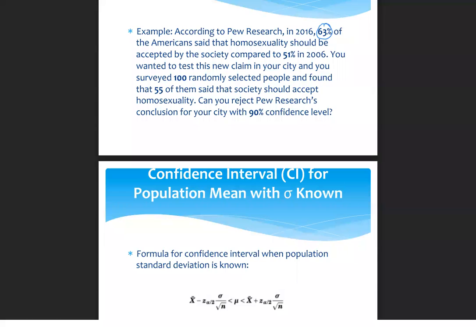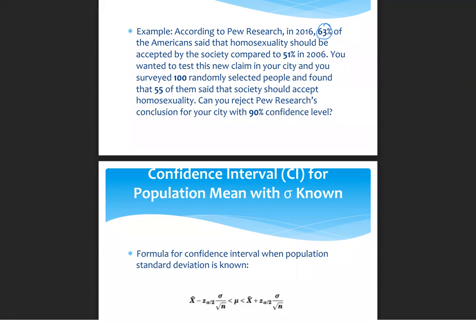So 63% of the Americans said that homosexuality should be accepted by the society. In 2006, that proportion was 51%. So now you wanted to compare the situation in your city with that of the national trend. So you surveyed 100 people, and 55 of them said that the society should accept homosexuality. Now, based on that, can you reject Pew's conclusion or not reject? Okay.